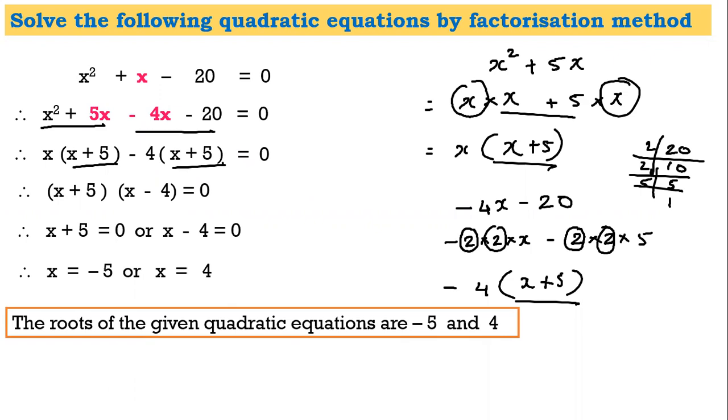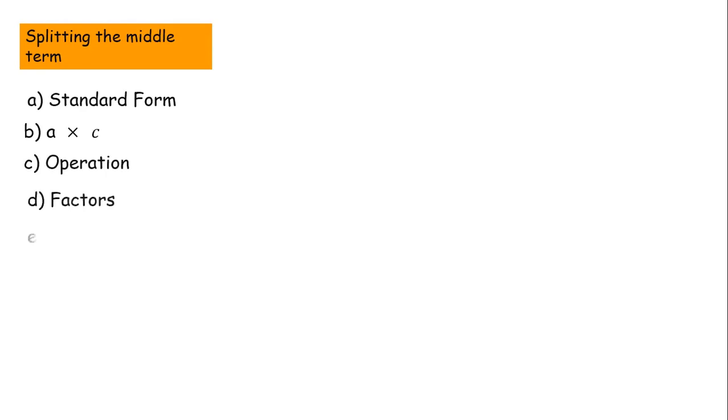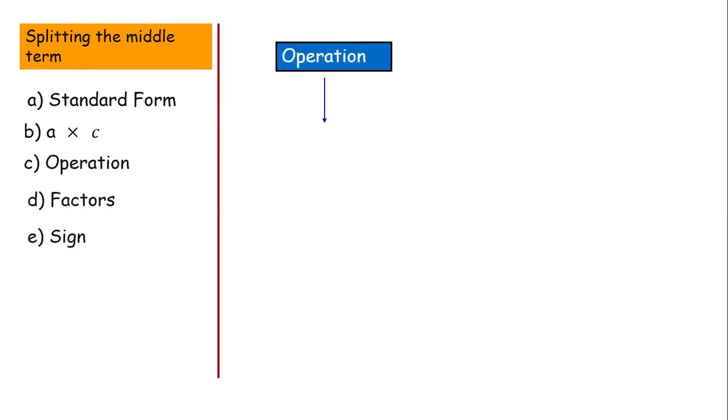Now, students, let us go ahead and just discuss the summary here. So I gave you 5 steps of splitting the middle term: standard form, A into C, operation, factors, and sign. Operation, that is either the sum is based on addition or subtraction, depends on the last number sign.